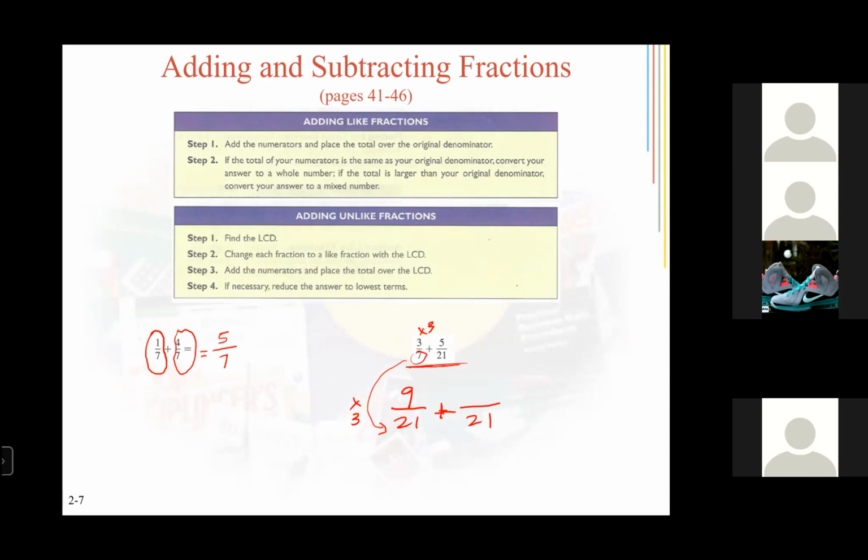21 into 21 is 1. And then 5, is it 5 times 3? Oh, you got a 3. You said 21 into 21 is 1. So you're going to multiply the 1 times the 5.